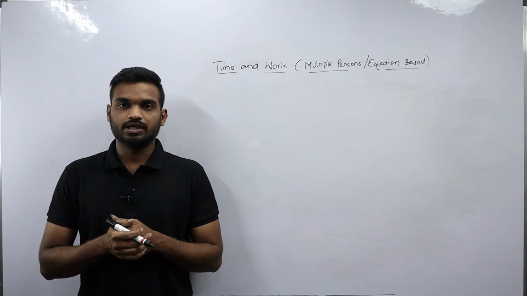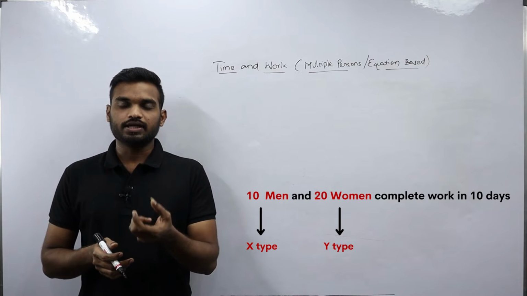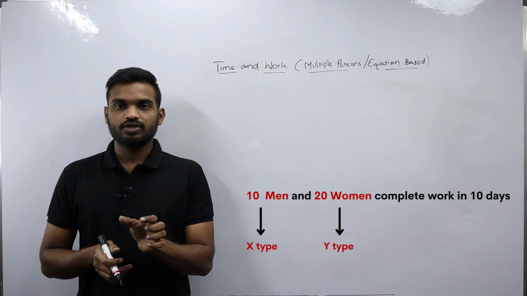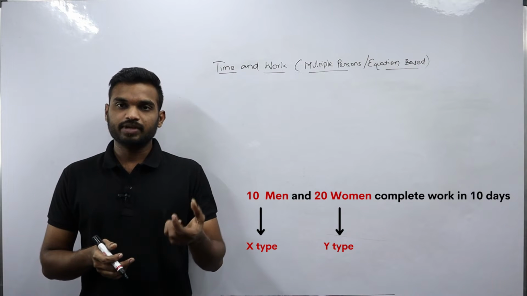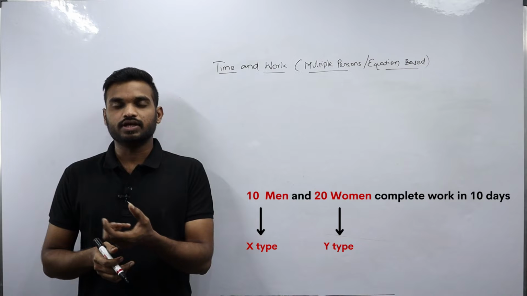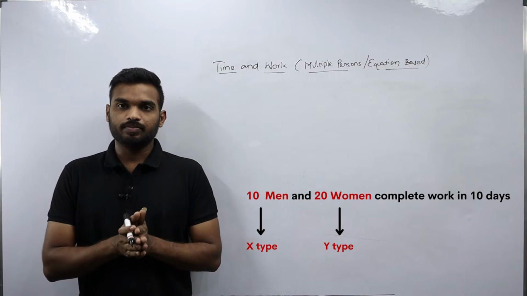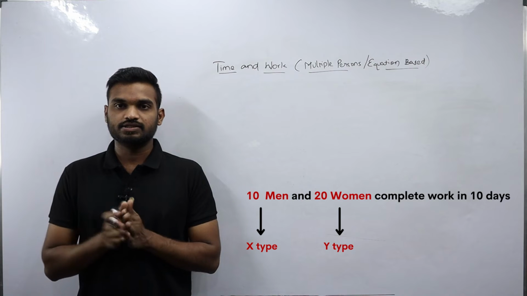Suppose consider an example. 10 men and 20 women can complete the work in 10 days. Here 10 men is one type of people and 20 women is another type of people. I mean their efficiency will be different. Now they are both combining and completing the work in 10 days.